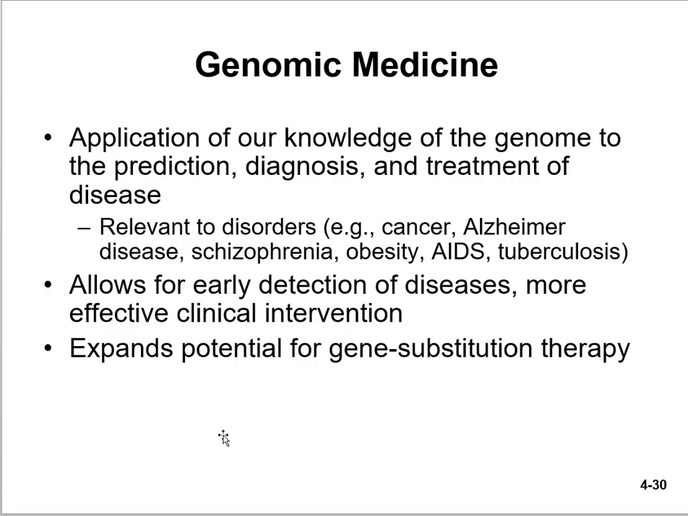The application of our knowledge of the genome to the prediction, the diagnosis, and the treatment of disease is genomic medicine. This is relevant for certain disorders like cancer, Alzheimer's, schizophrenia, obesity, AIDS, and tuberculosis. It allows for early detection of diseases and a more effective clinical intervention. It expands the potential for gene substitution therapy, probably the medicine of the future.